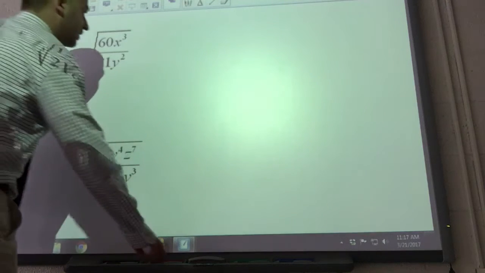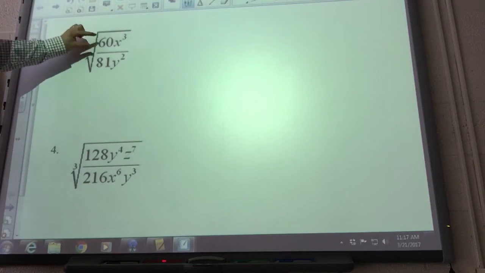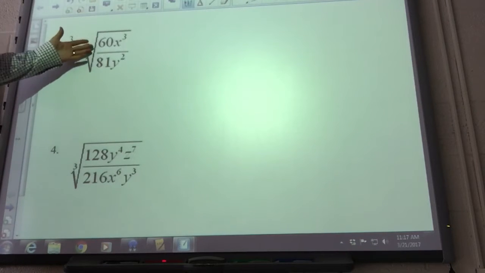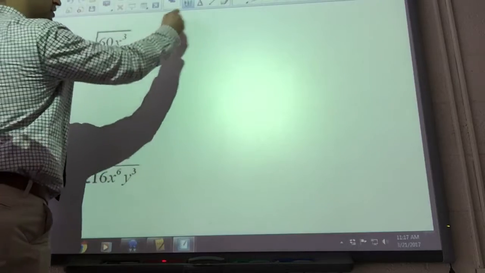Take a look at some division of radicals. We look at two radicals that are put together, or division basically inside of a radical. We think of it as two radicals that are put together, so we can split it up.